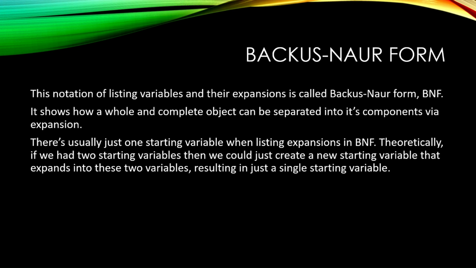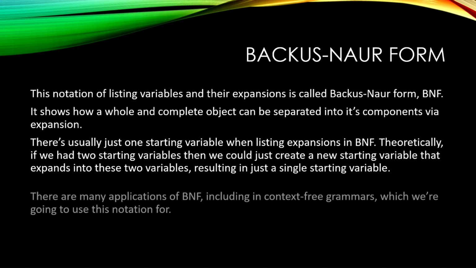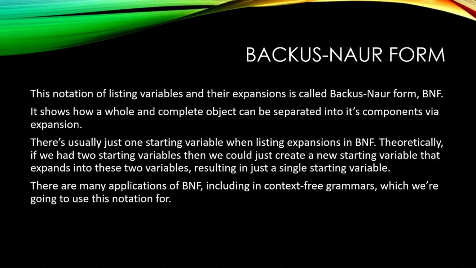I mean, theoretically, if we did have 2 starting variables, then we could just create a new starting variable and then have two possible expansions of that as each of the initial starting variables. So that results in just one. So theoretically, there shouldn't really be a list of expansions in BNF with multiple start variables. There are many applications of it, including in context-free grammars, which we're going to use this notation for.